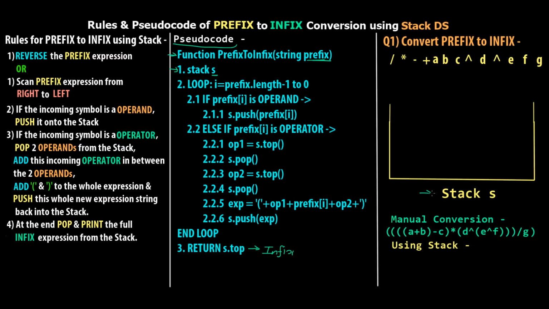So this is that stack. Let's assume that this is that entire stack. Now the second step is to loop from i equals prefix.length - 1 to 0.